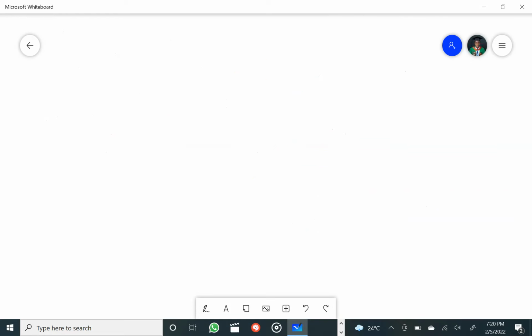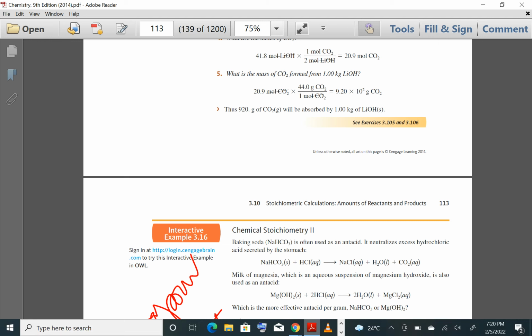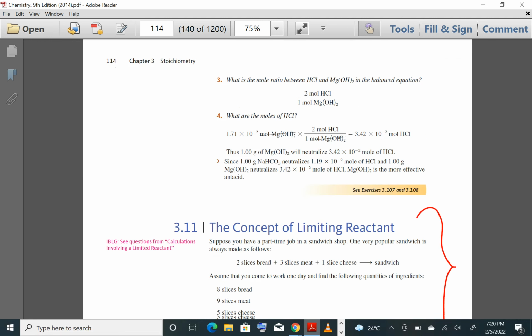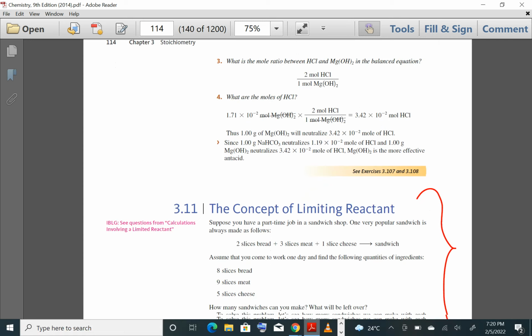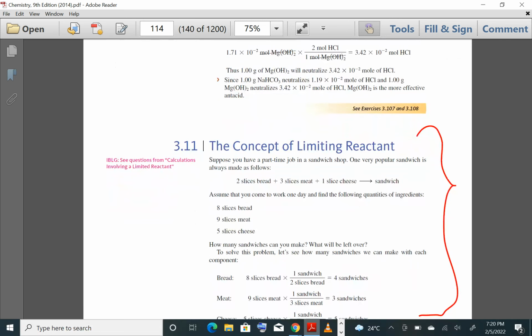So now let's talk about the concept of the limiting reagent. Here, what I want you to understand is, look at this. If you've got 2 slices of bread, 3 slices of meat, and 1 slice of cheese to make a sandwich, right? Now, those are the things that you need to be able to make the sandwich, right?